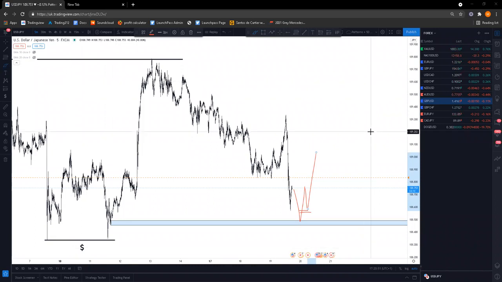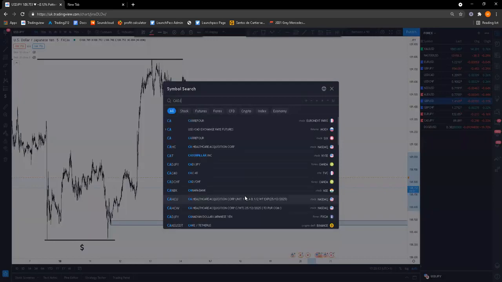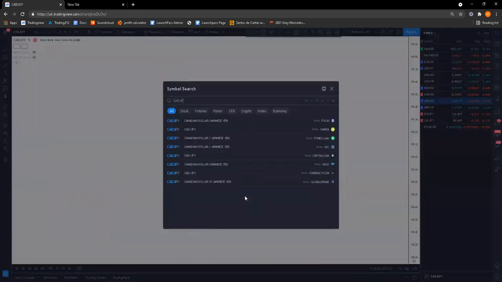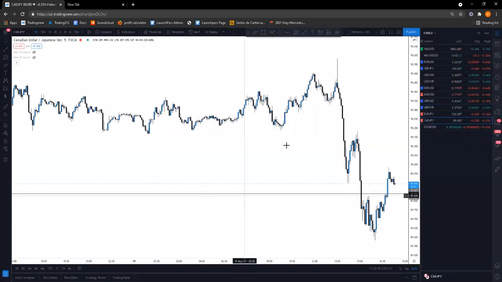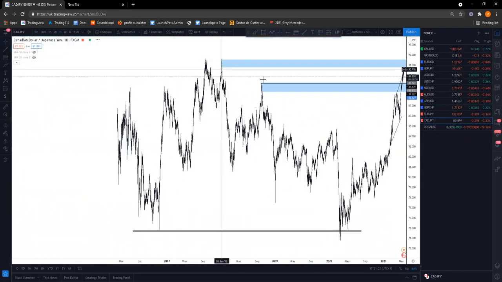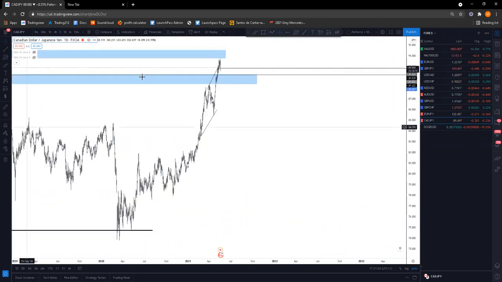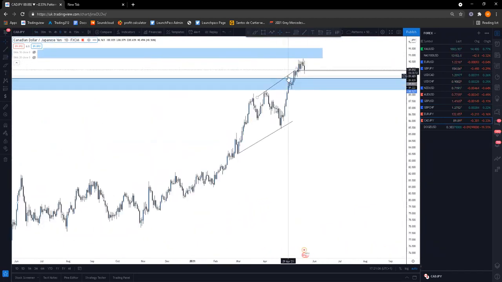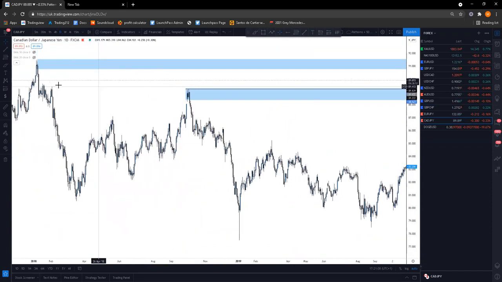Chris says that he wants me to go through CAD JPY. Let me do that right now. So CAD JPY, to see if there are any trade opportunities. We called CAD JPY a very long time ago. I was expecting to sell it. It did end up selling off quite a bit later after I called it.